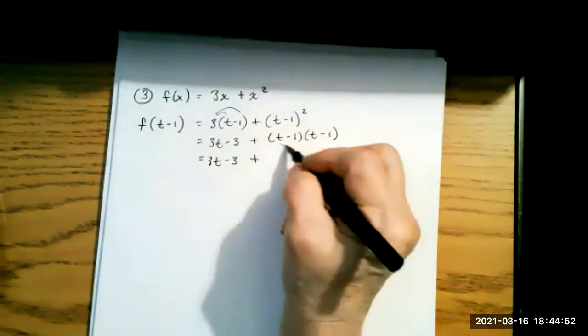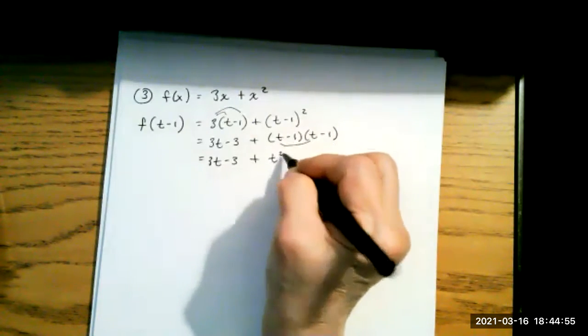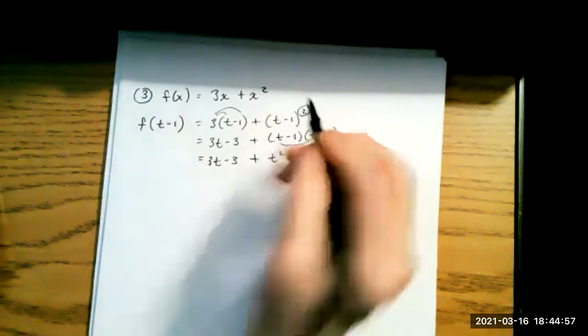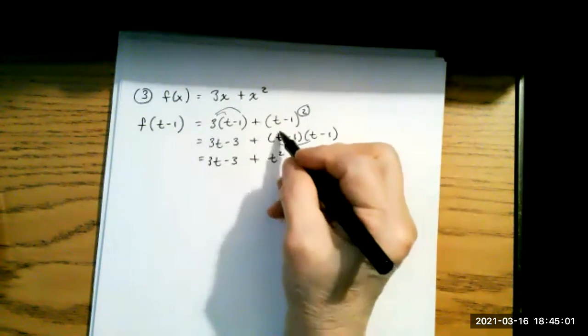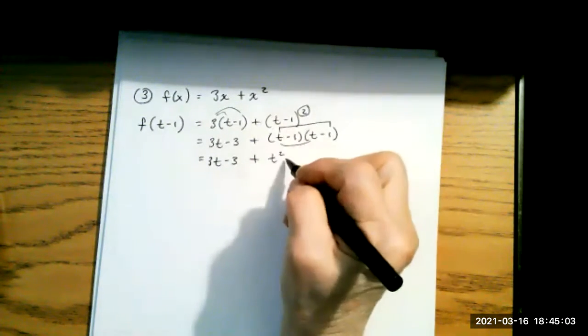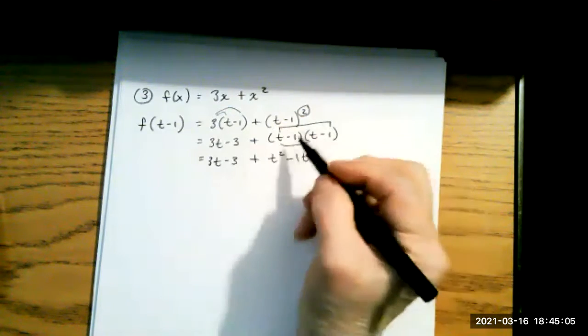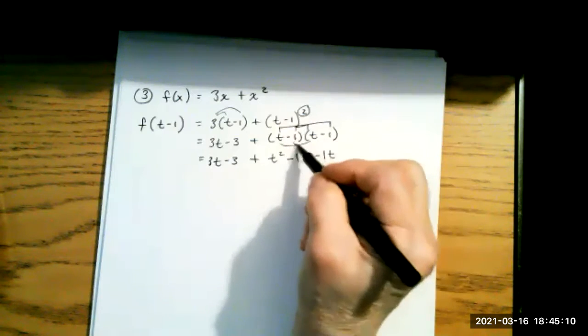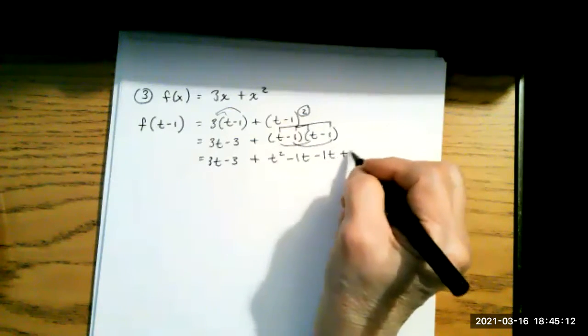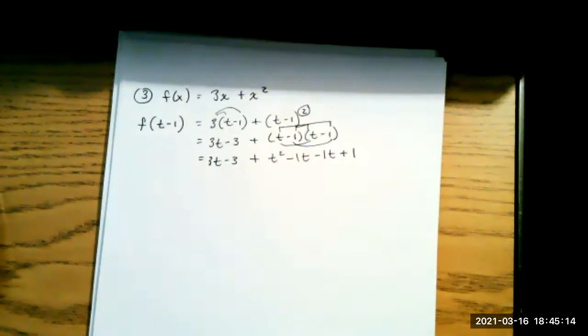T times t is t squared. And I had to do that because of this little 2 up there. It means I write that down twice. And then t times -1 is -1t. And -1 times t is -1t. And -1 times -1 is +1.